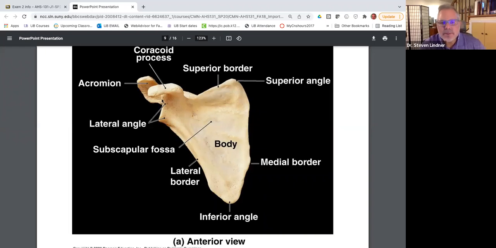Why are those tubercles important? Because they're attachment sites, again, for muscle. Your long head of the biceps originates here on the supraglenoid tubercle, and then your long head of the triceps originates here on the infraglenoid tubercle. Long head of the biceps here, long head of the triceps here.